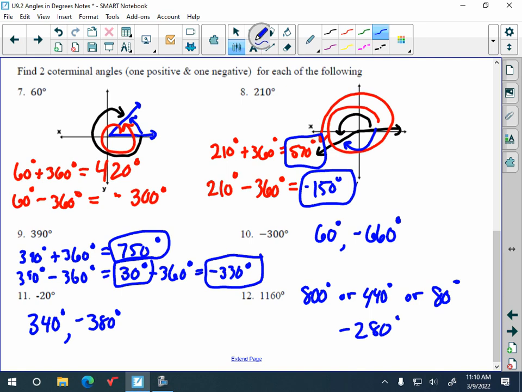Now, if you subtract off another 360, we're going to be at negative 280. There's our negative one, and we can stop there for our negative one. Right? So positives, again, you can give any one of those. Doesn't matter which one, but you have to do it multiple times to get to the negative. Okay, that makes sense? Add 360, subtract 360. Get a positive and a negative. Sometimes you have to do it more than once.